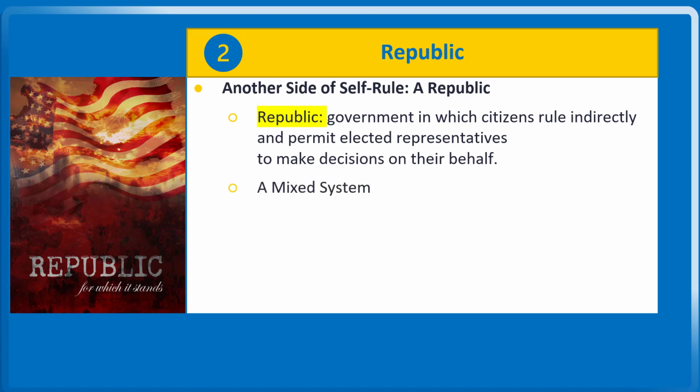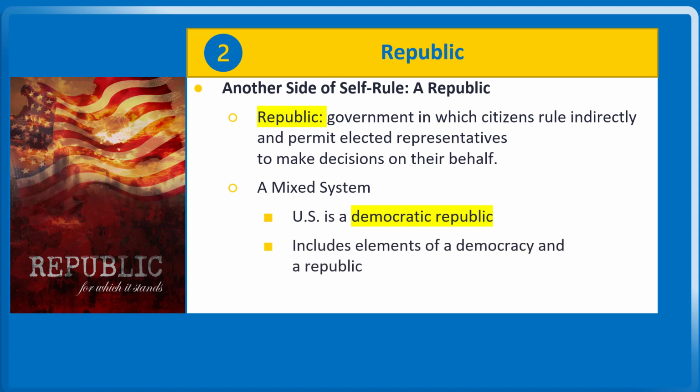But remember, I said in the previous slide that democracies and republics are not mutually exclusive. That is because most governments today are not a direct democracy or a pure democracy. They are mixed systems. For instance, the United States is a democratic republic. This means our governmental system includes elements of both a direct democracy and a republic. This is especially true in examining government at the state and local levels.